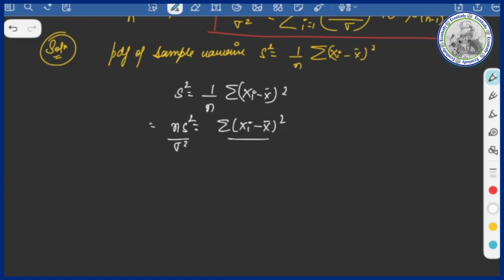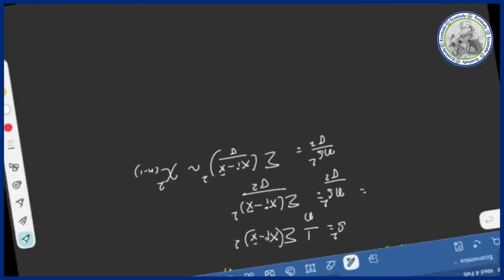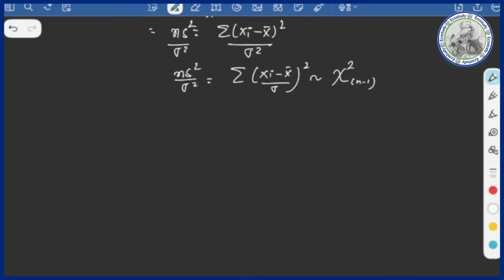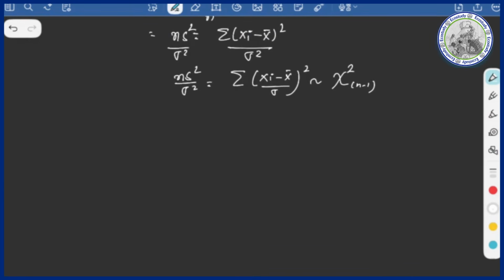Now divide both sides by sigma square. What is this? Sigma of ((xi minus x bar) by sigma) whole square is nothing but chi-square with n minus 1 degrees of freedom, because it is for the sample variance, with the sample mean used. So now we know that n s square upon sigma square will follow chi-square with n minus 1 degrees of freedom.